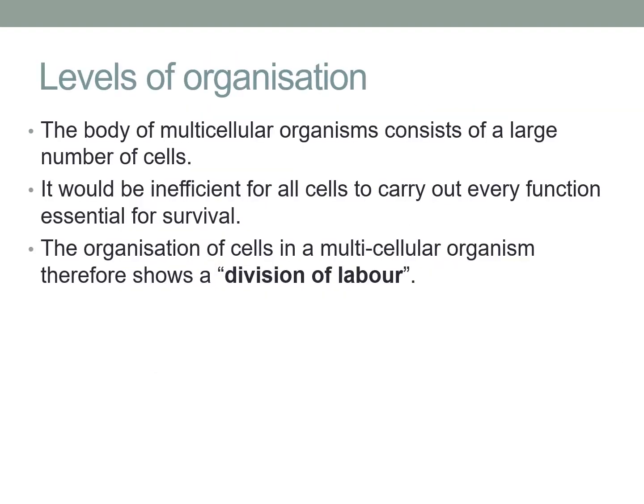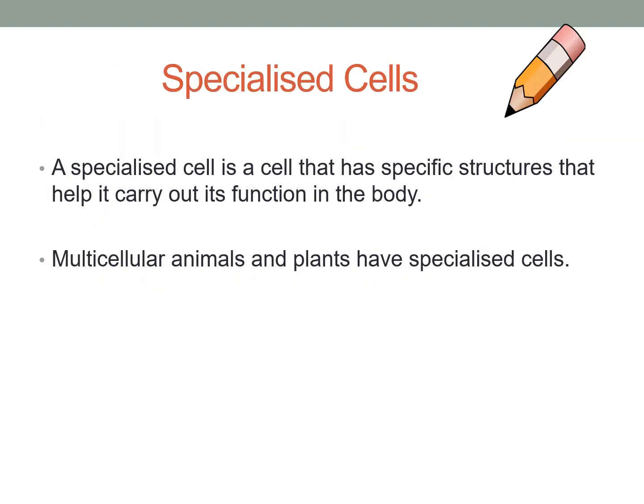So that the body of multicellular organisms is efficient, a large number of cells are divided into specialised cells which have a special function, and they're grouped together in divisions of labour, so not all of the cells are performing the same thing because it would be a waste of time and energy. So now we would make a note on what a specialised cell is.